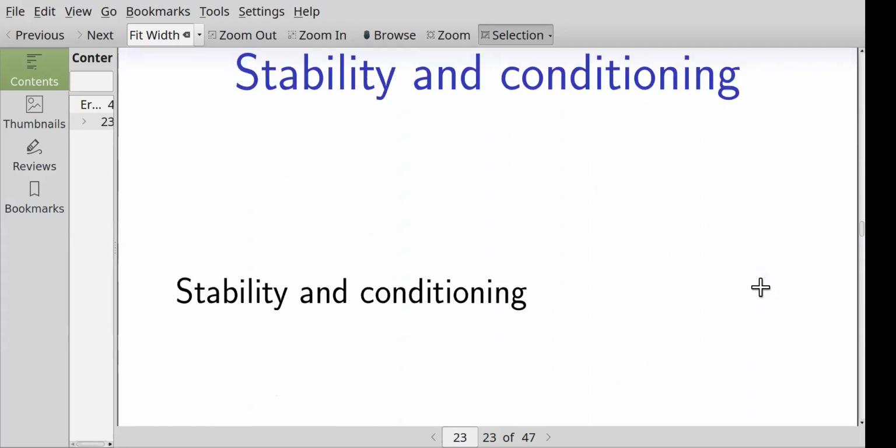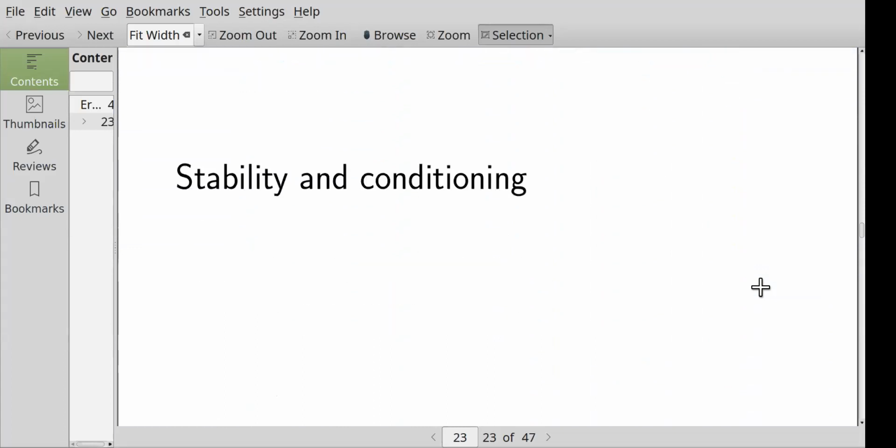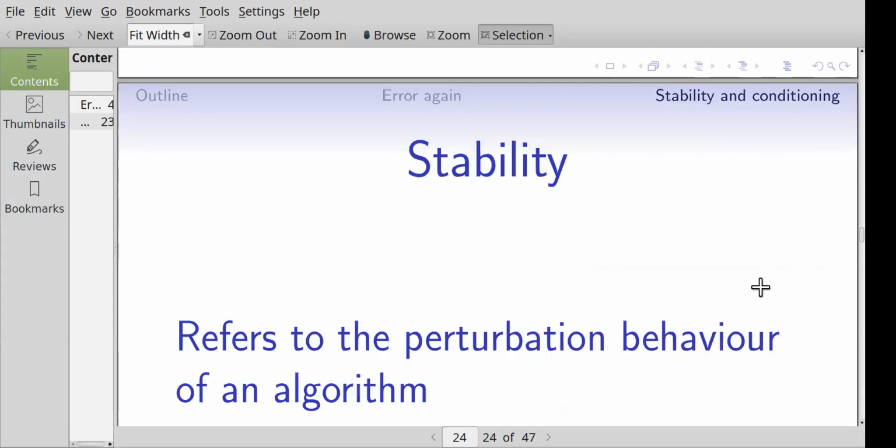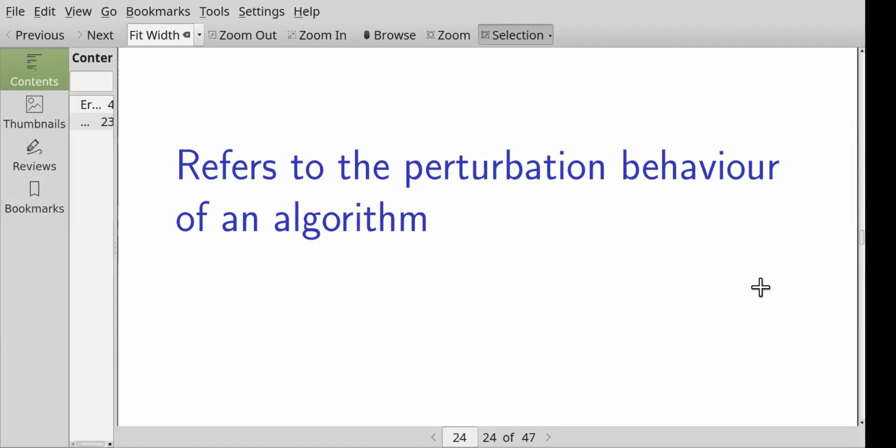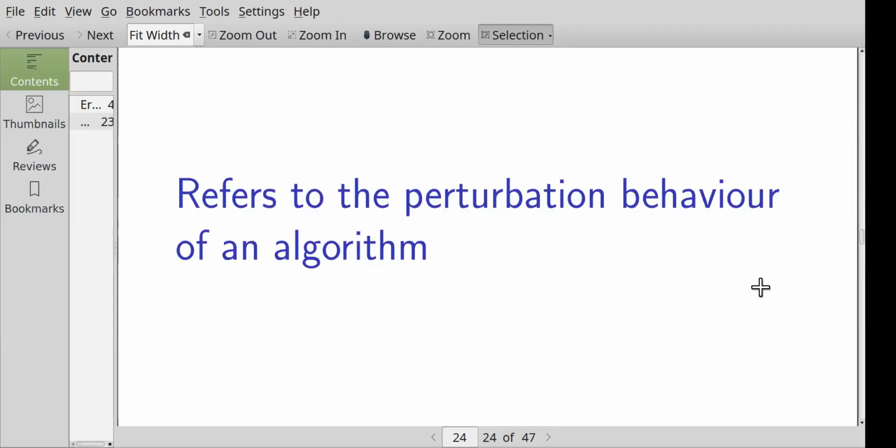Now, this brings us then to ideas of stability and conditioning. Stability maybe is not so easy a thing to define. We sort of know it when we see it. It refers to the perturbative behavior of an algorithm, right? If I change one small thing and it creates a huge difference in the result, I would say that that algorithm is unstable.